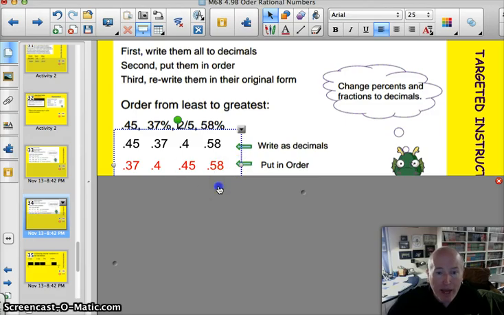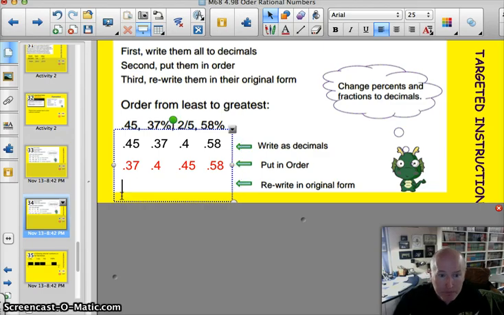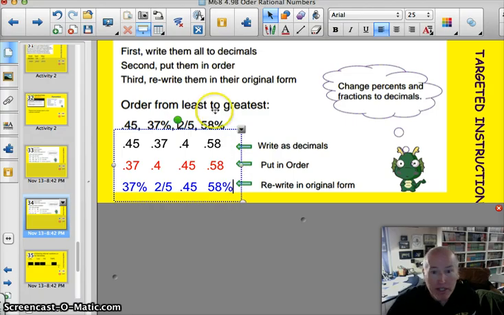We are set. So you even that out a little bit. Now we have to put them back into their original form. So I'm going to have to redo this line too. But 0.37 originally was 37%. So 37%. 0.4 originally was 2/5. So I have to write that as that fraction, 2/5. 0.45, spread this out a little bit. 0.45 originally was 0.45. So that just stays the decimal. And the last one, 58 or 0.58, well, originally was 58%. So I have to write that as 58%.